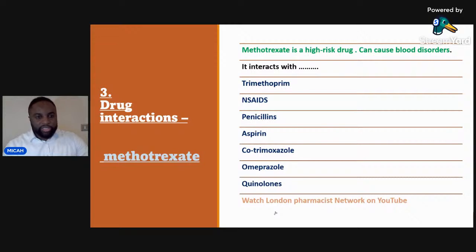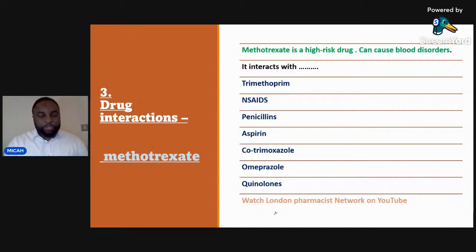One of those things is that it can cause blood disorder. By blood disorder, we mean side effects like bleeding, unexplained bruising, sore throat, fever, purpura, mouth ulcers, for example. Those are common blood disorder symptoms that patients who are taking methotrexate need to be told about, so that when they notice them, they can report them immediately to a healthcare professional.